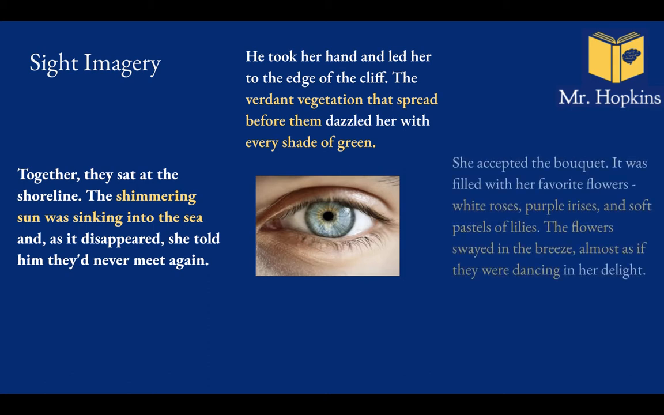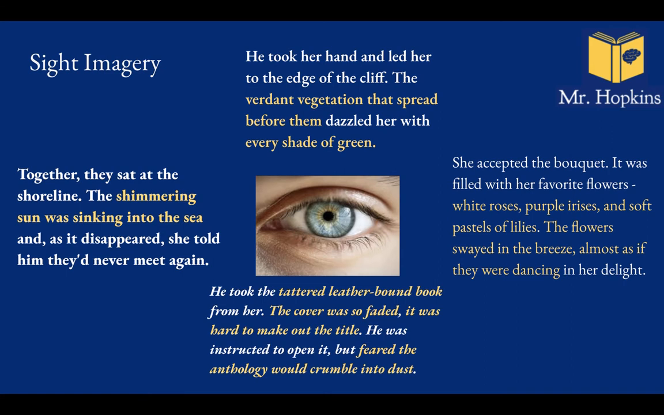The next example, she accepted the bouquet. It was filled with her favourite flowers, white roses, purple irises, and soft pastels of lilies. The flowers swayed in the breeze almost as if they were dancing in her delight. Here we have a simile, as if they were dancing, and we can imagine them swaying in the breeze. They've also taken the effort to describe the colour of each flower.